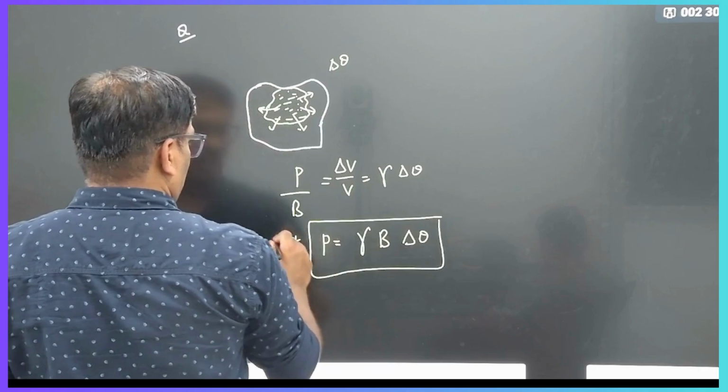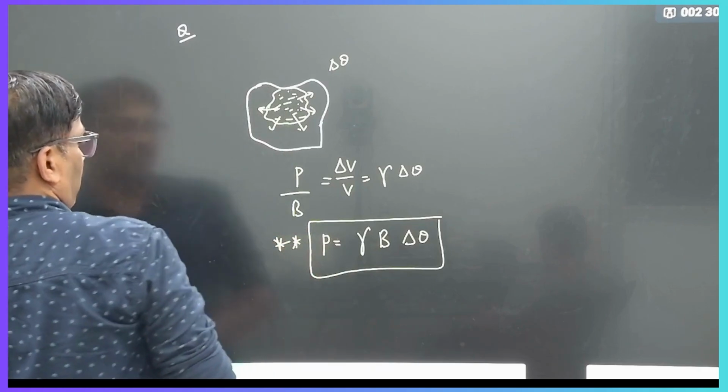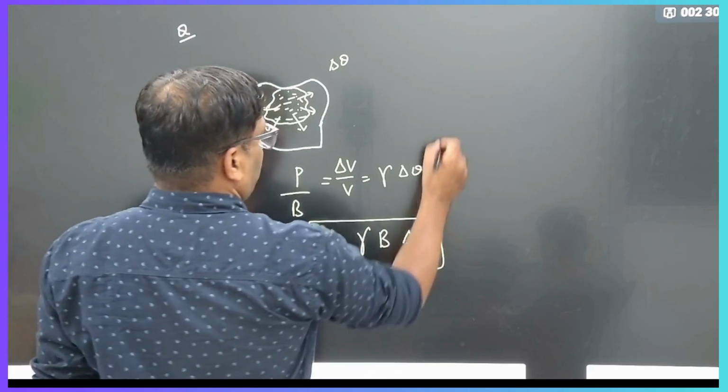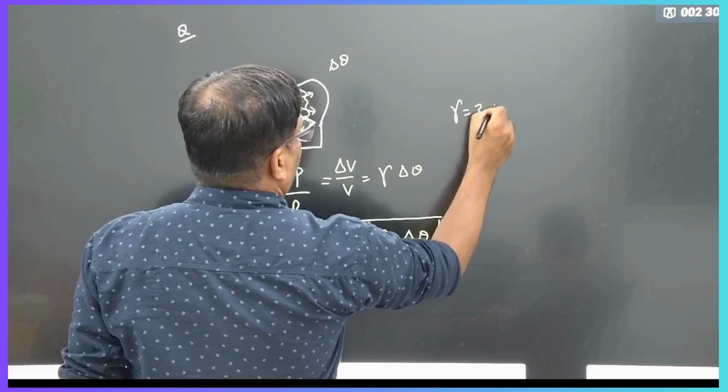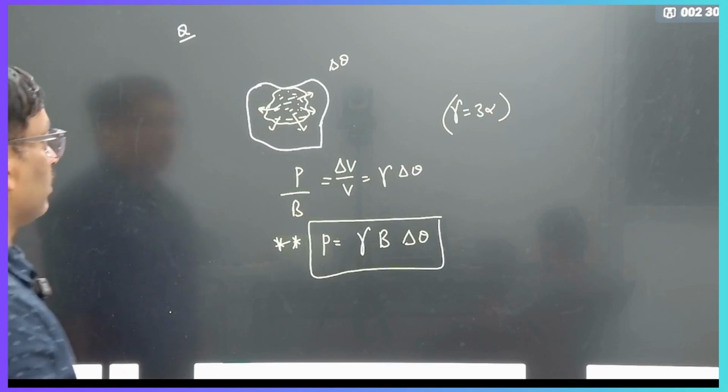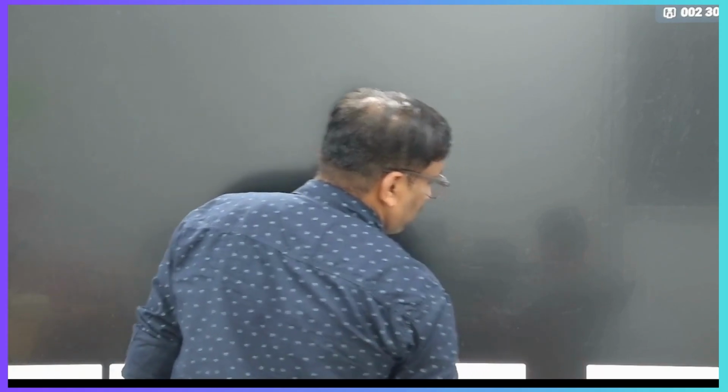So many times you can expect this question. This also came in one of your NEET or JEE Main exams. Sometimes they will give the alpha value instead of gamma, that is 3 alpha, so you can use it. Clear? Now we will do one question here.